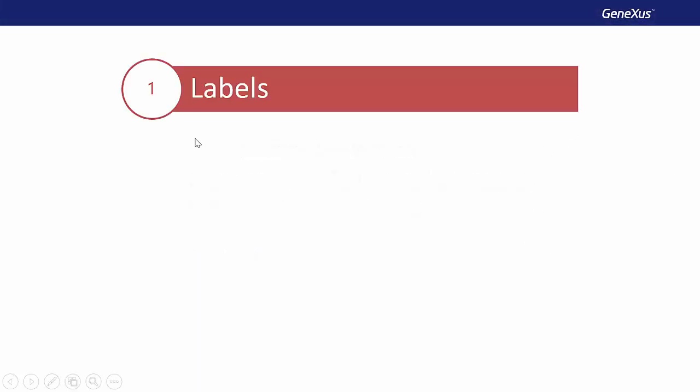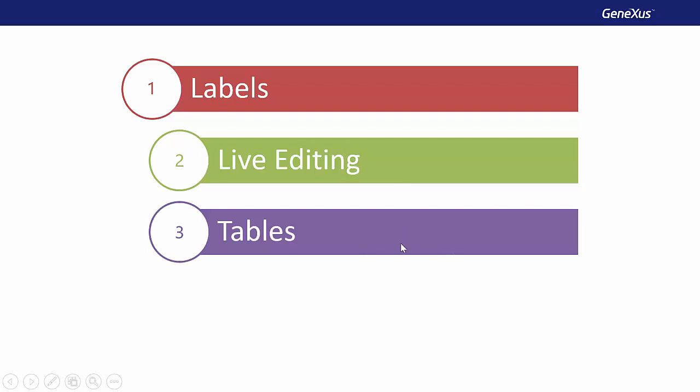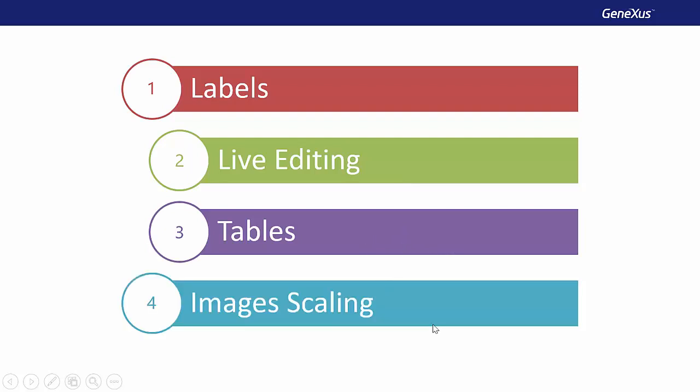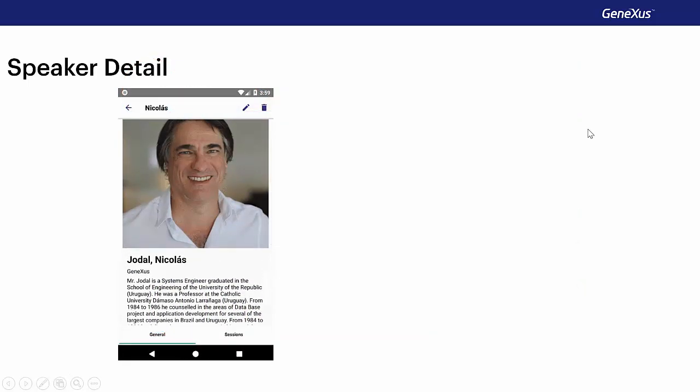In this video, we'll talk about the characteristics of attribute labels and variables, and then present the live editing tool. Then, we'll continue with the use of tables, and finally, we'll talk about image scaling and its variations. We'll continue developing our app.